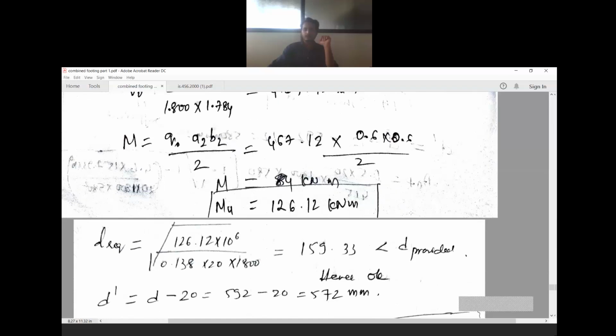So the moment value is 84. Calculate the factored moment by multiplying it by 1.5. So Mu is equal to 126.9.